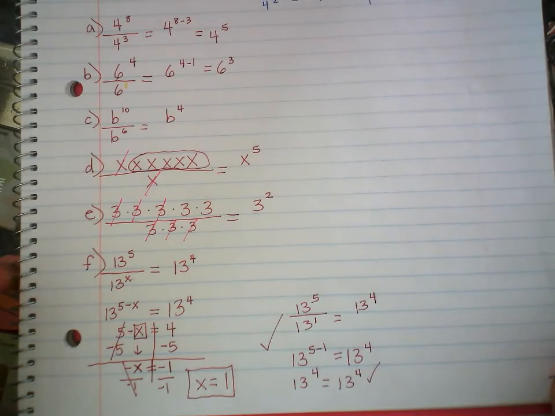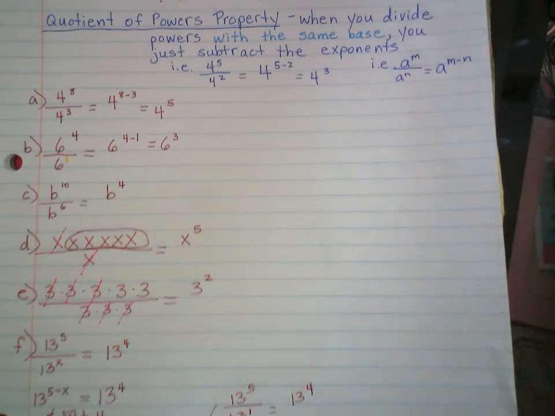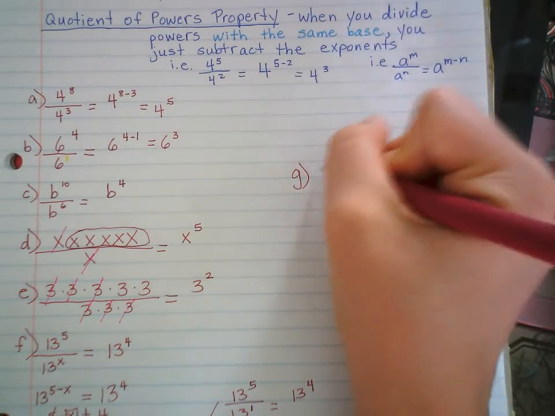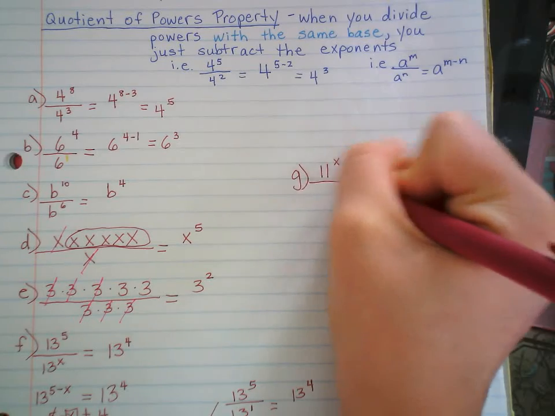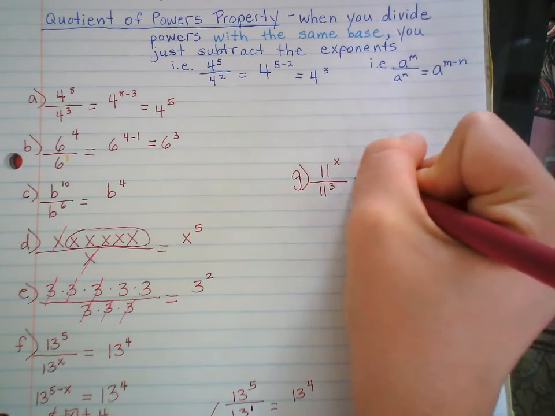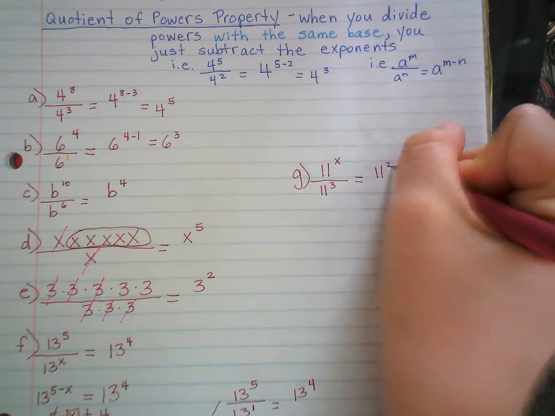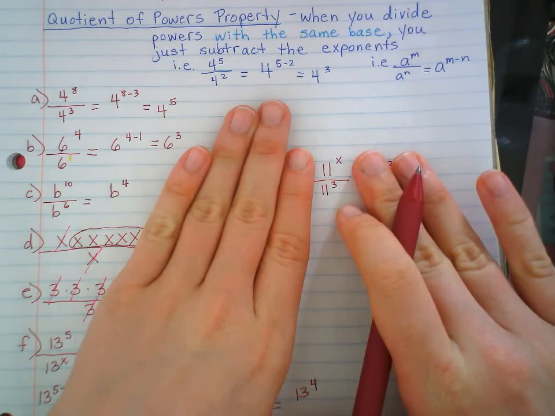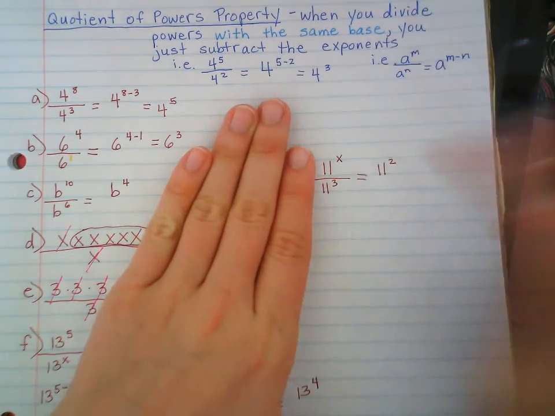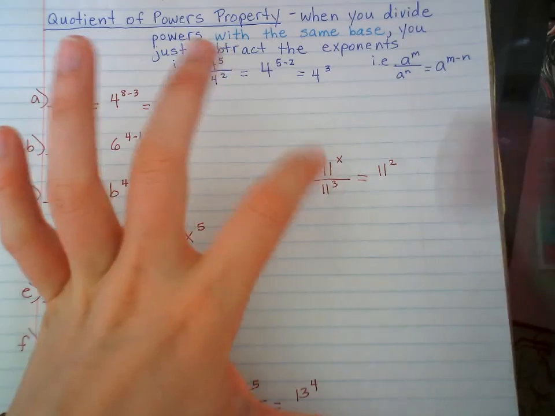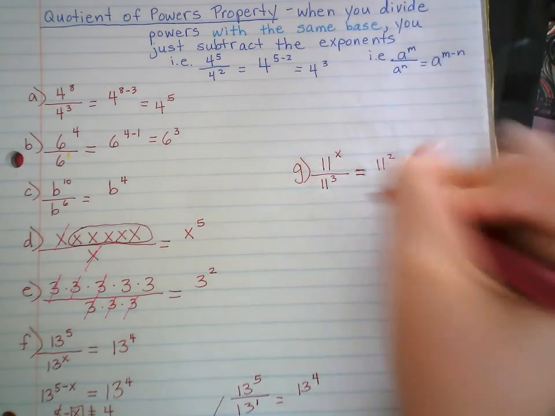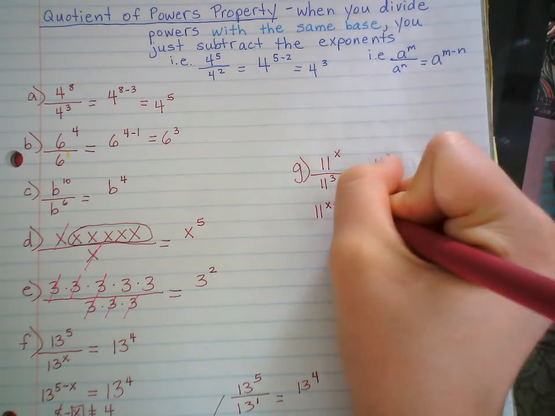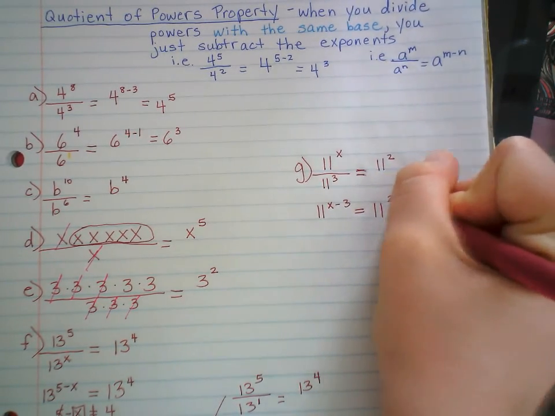2 more examples, and then we're actually going to be done with this concept. There's not much to it. And I'm not going to add on other rules to this video. 11 to the x over 11 to the third equals 11 to the second. Okay? So let's look at the left side. We have a quotient of powers property going on. We're dividing. They have the same base, 11, so we subtract the exponent. So that's 11 to the x minus 3 equals 11 to the second.